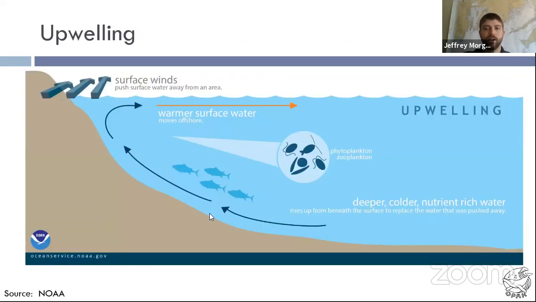So this is kind of like your standard diagram of what upwelling looks like. So we have our surface winds that are pushing water away from an area. And again, we need to think about our Ekman spiral and our Coriolis effect when we're thinking about our surface winds. So the water is getting net transported to the right, where you see this picture. And that warmer surface water is then moving away from our coast, which is allowing that colder, deep water to rise up to the surface. And that brings all those wonderful nutrients so that we can have our phytoplankton and our zooplankton, which will bring all the diversity with it.